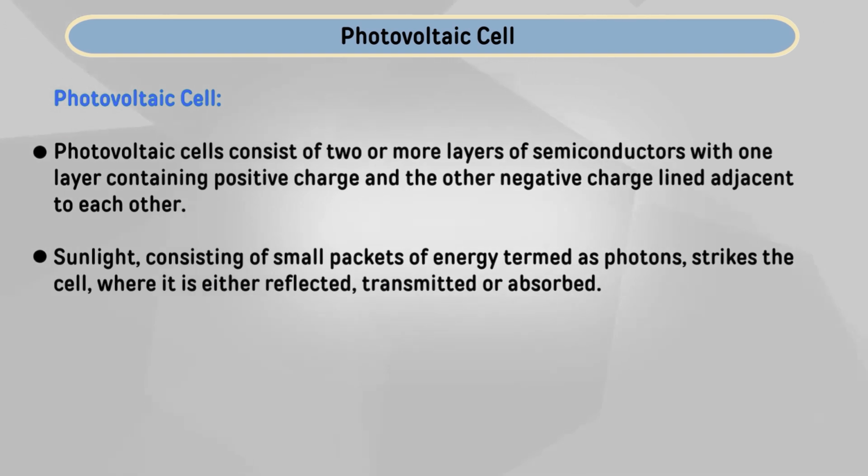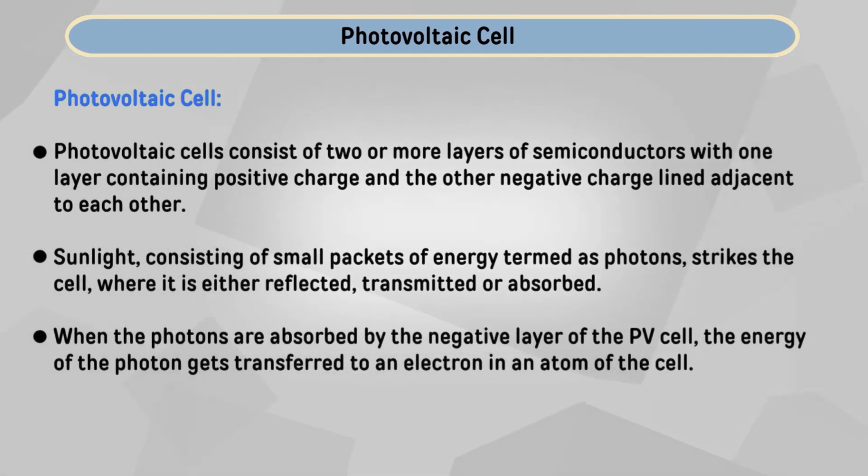And this sunlight consists of small packets of energy. That photonic light strikes the cell, where it is either reflected, transmitted or absorbed. These are the simple phenomena of the incidence of light. It can be either reflected, transmitted or absorbed.